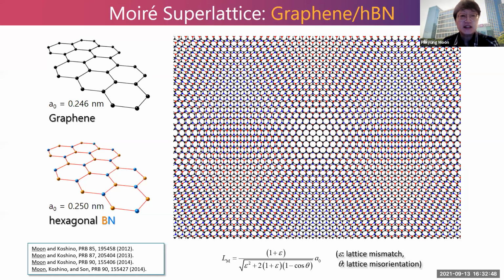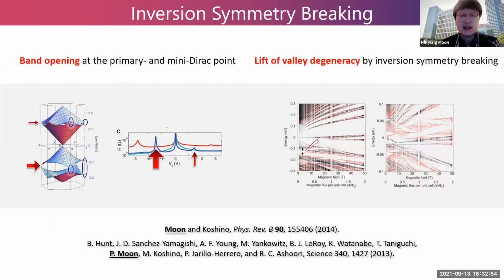The most important difference between twisted bilayer graphene and graphene on boron nitride is that graphene on boron nitride has inversion symmetry breaking, the breaking between the A and B sublattice. So it gives a band opening at the primary and mini Dirac points. Theoretical prediction shows that the band opening at the hole side is almost 3 times the band opening on the electron side, and it is consistent with the actual experimental data.